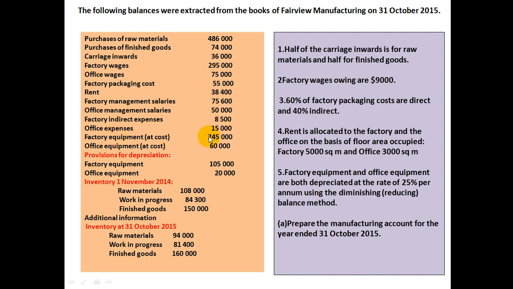Factory equipment cost, office equipment cost, both are given. These are non-current assets which are to be written in the balance sheet. Provision for both these non-current assets are also given.